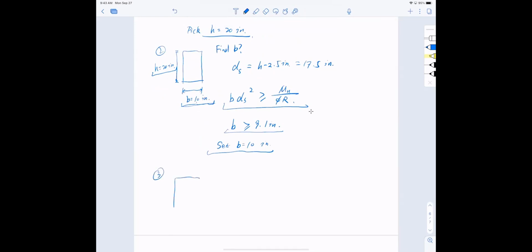So now I'm ending up with a section, and at step 3, again, you erase all your memory. I forgot everything I did. And now somehow I got a width of 10 inches and a height of 20 inches. Magically, don't know how I got there, but this is it. And then at this step, what do you do?